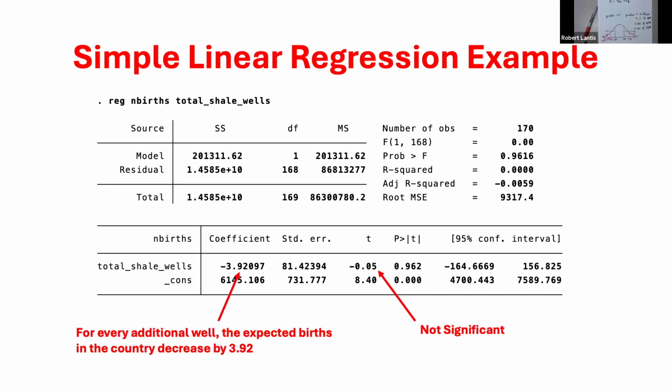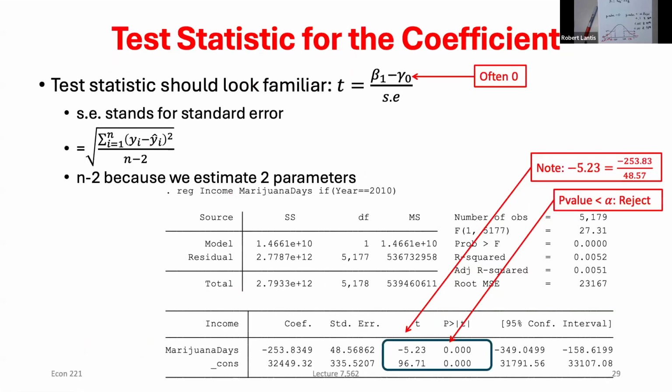So in this example, even though I came up with a slope coefficient estimate that told me that when the number of shale wells in the county went up, the number of births went down, I can't say with any reasonable level of confidence that there's any relationship between these two variables or that the number of shale wells is actually having an effect on the number of births. Now, for the number of days you use marijuana and income, I can say that there is a significant relationship between those two variables. Okay.